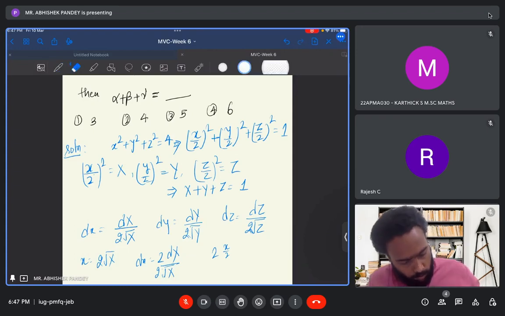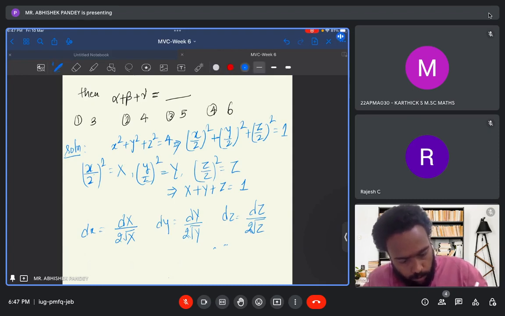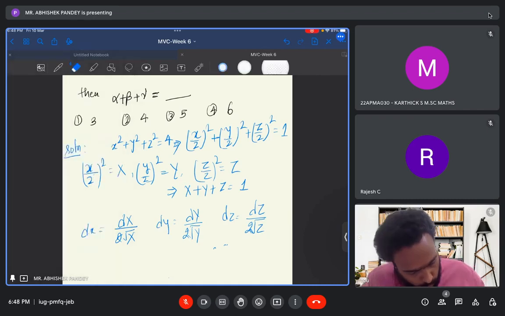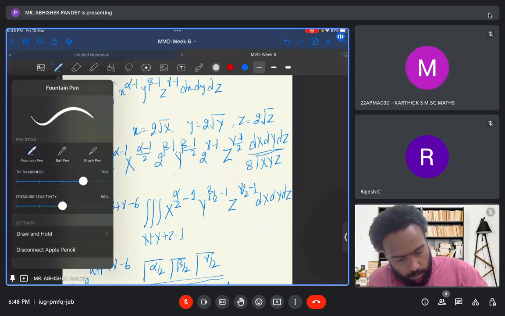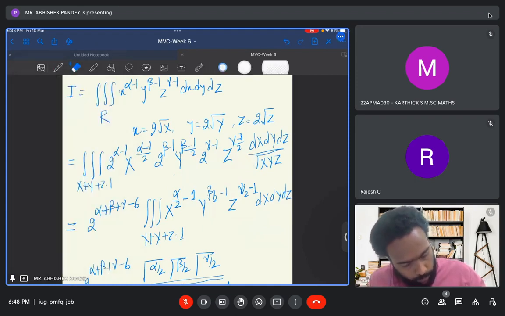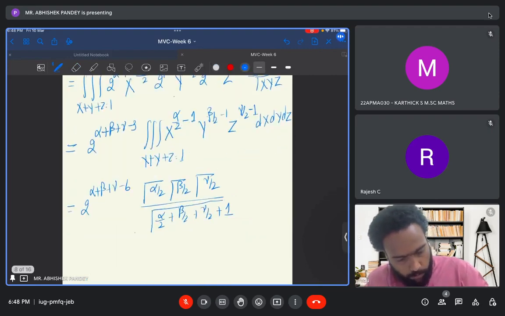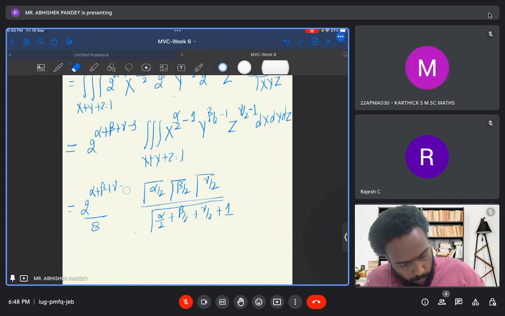Oh, yeah, so here's some mistake. So this 2 will not be here. You can check this one. So this 8 will not come here. So this is 3, and this will be by 8. Now this should be equals to pi.